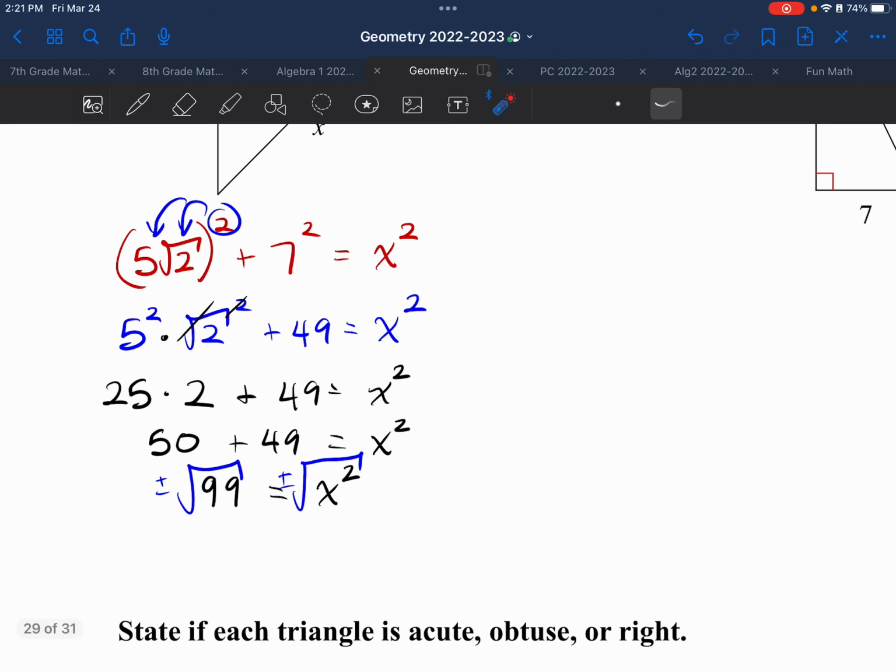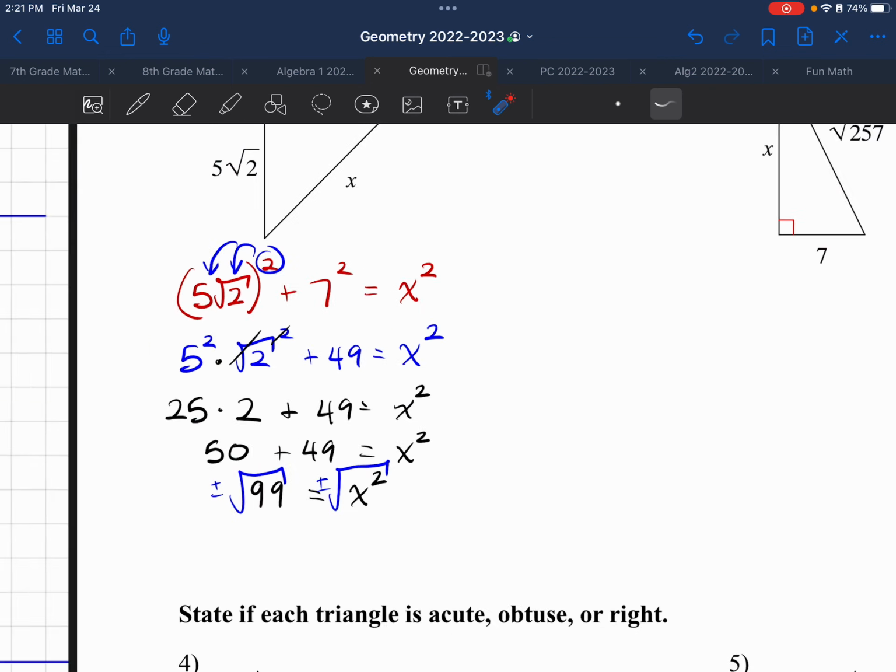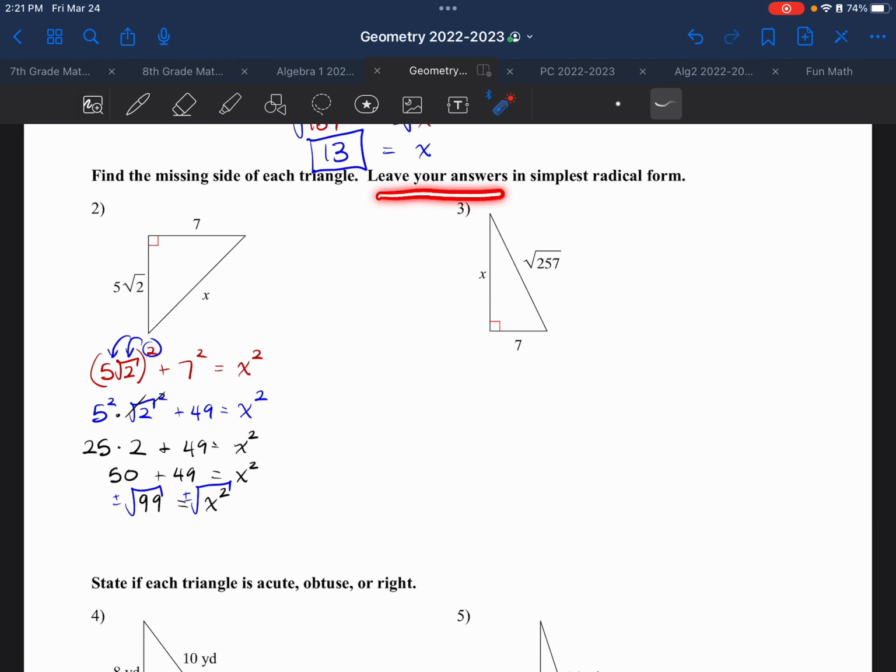And I now need to do a factor tree for root 99. Like, how do I do that? This wants our answers in simplest radical form, which means I need to reduce that radical, simplify that radical.